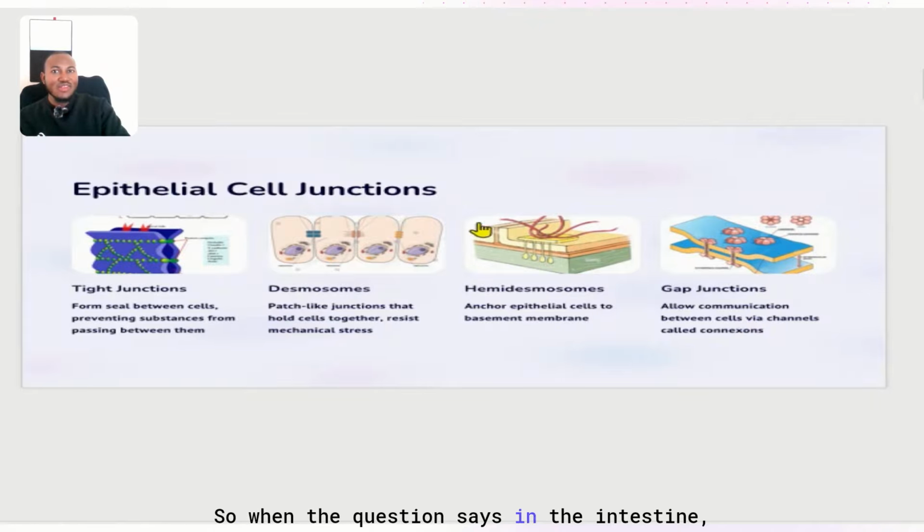So when the question says, in the intestine, what ensures that most digestive nutrients pass through the epithelial cells and not between them, they're talking about tight junctions. But when they're talking about communication between the two cells, they're talking about gap junctions. And when they're talking about the basement membrane and the cell, anchoring the cell, that is hemidesmosomes. When they're talking about holding two cells together, that is desmosomes. I need you to remember these 4 things because they will ask you this question.